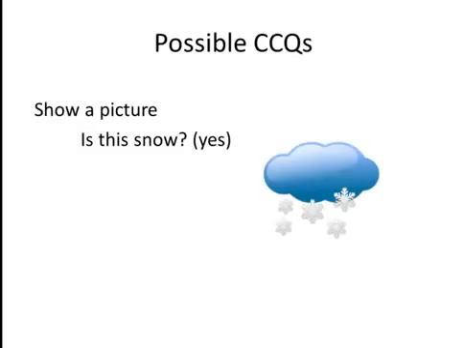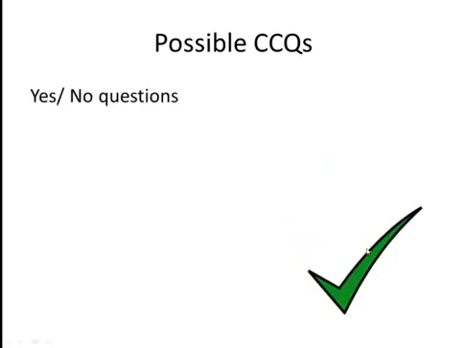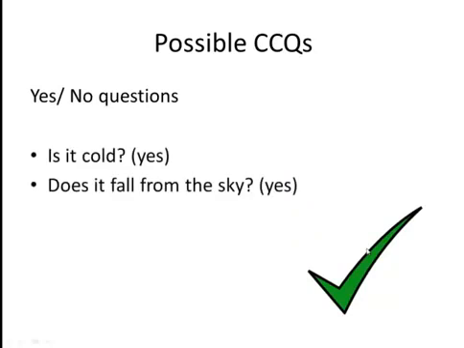There's a few possibilities. Of course, the easier one is to show a picture. Is this snow? You can't see it very well, I'm afraid, in that white background. But the answer is yes. You could also do this in the negative. Is this snow? No, it isn't. You can also ask yes or no questions, things like this. Okay, so where the questions are short, yes no questions are often the ones that people do ask.